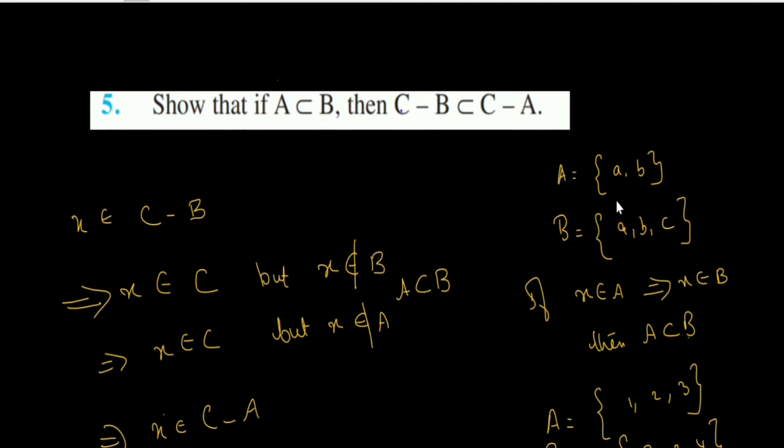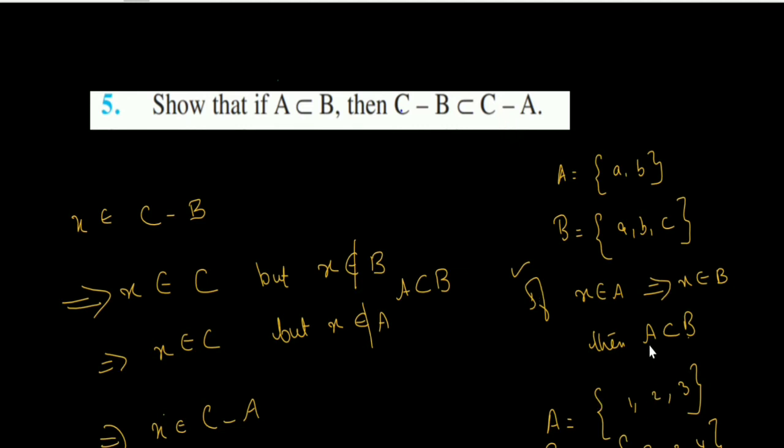If X belongs to A, then X will be there in B. That is the definition of A is a subset of B. So if a is in A, then a will be there in B also. If you say element b belongs to A, then b will be in B because A is a subset. So this is the definition of subsets. So we are going to prove that C minus B is a subset of C minus A. That means we have to prove if X belongs to C minus B, then X belongs to C minus A.